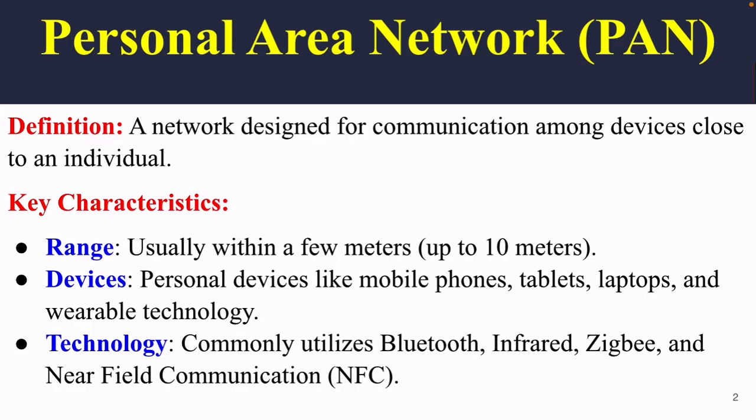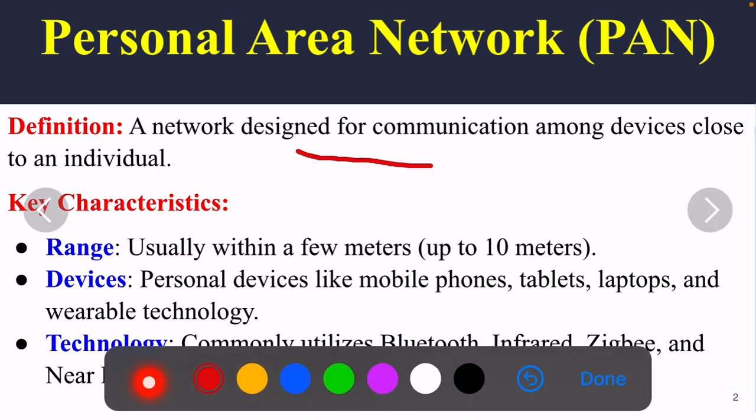So first is personal area network, that is PAN. So what is PAN? PAN is a network designed for communication among devices close to an individual. Okay, the devices which are close to an individual and which are connected, this network is called a personal area network. Or we can say PAN is a computer network that enables communication between computer devices near a person. Okay, so what it basically does is connect the peripherals over a very short distance.